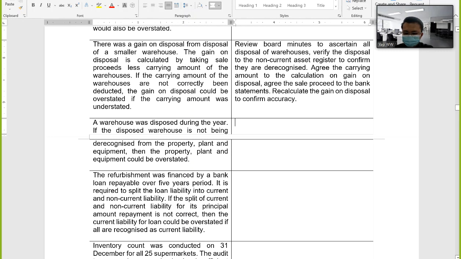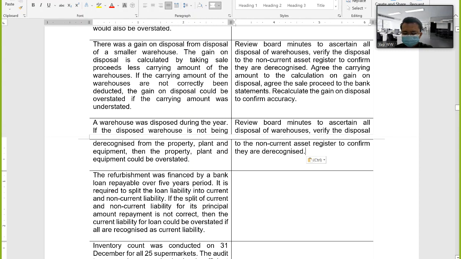So again, I'm going to confirm. Actually, these steps can be used for the next answer since I break it down into two audit risks. So yeah, this part you can use it. This is how we respond. Verify the disposal to the non-current asset register to confirm they are derecognized. So copy from here and paste here.